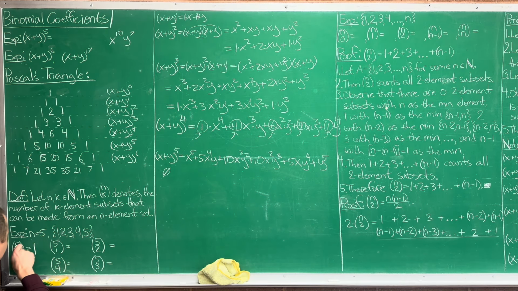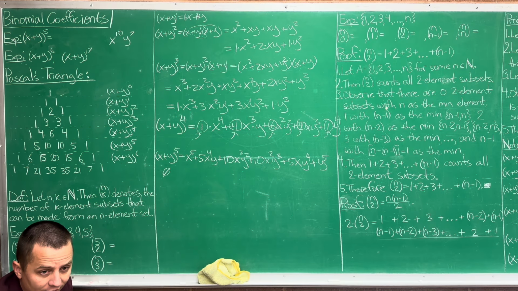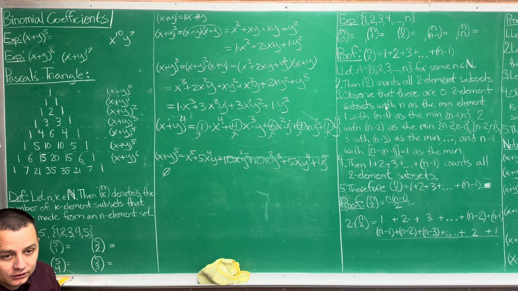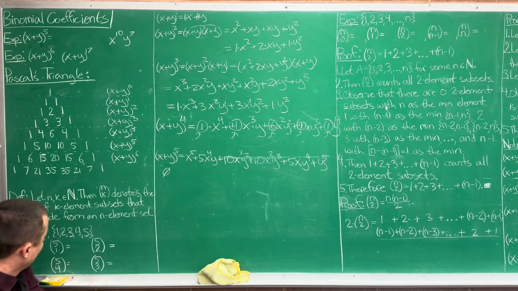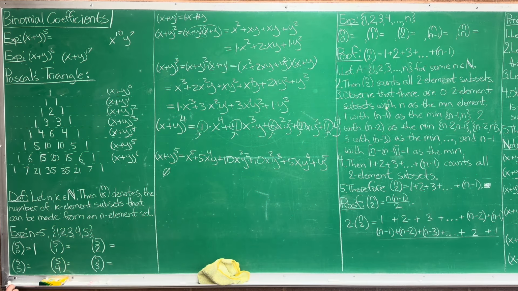Or in other words, if I've got 5 people and I'm going to choose 0 of them to get an award, how many ways can I do that? 1 way. I choose none of them. That's the only choice. Okay, now let's look at 5 choose 1.